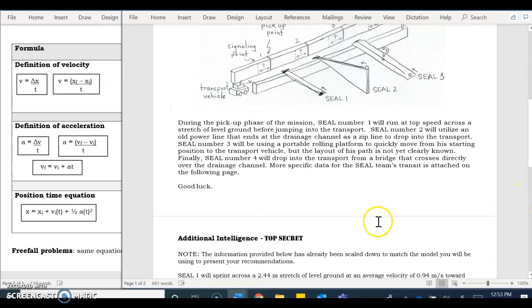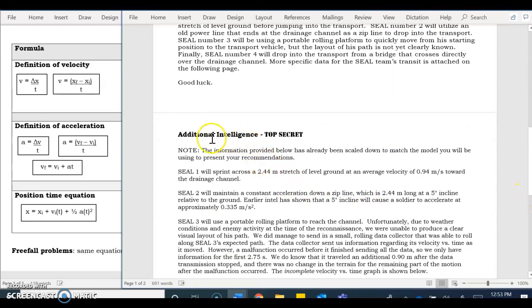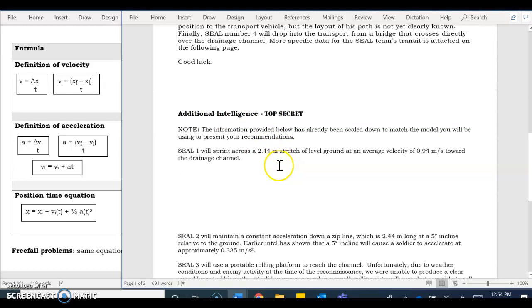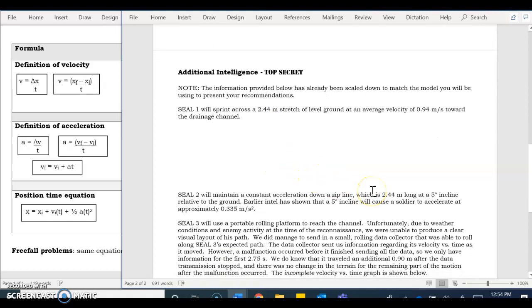All right, so if you go down and read the additional intelligence part, that's where you're going to get your information on the numbers that you're going to need to use. So for SEAL number 1, he's sprinting across a 2.44 meter stretch. Level ground, he only has one velocity. So that means he has no acceleration. Well, when I'm looking at my formulas over here, the only ones without acceleration are the top 2 formulas, and really the v equals x over t is all you need to use here. So that is how you're going to solve for time in that one.